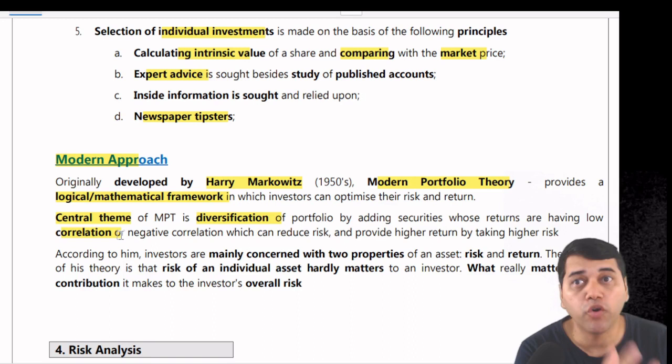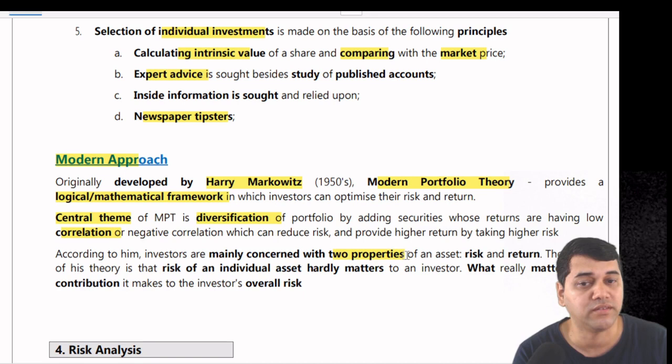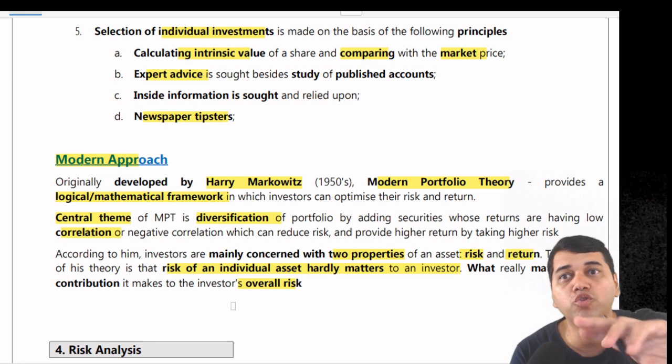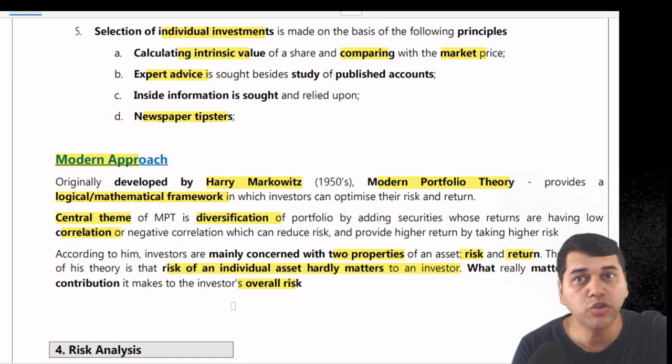According to him, investors are mainly concerned with two properties: risk and return. This is the essence of the theory. The risk of an individual asset hardly matters to any investor. What really matters is the contribution it makes to the overall risk. He said, look, you don't bother about an individual asset's risk. When you mix it into a portfolio, you look at the risk it is contributing to the portfolio. That is what you need to focus on.